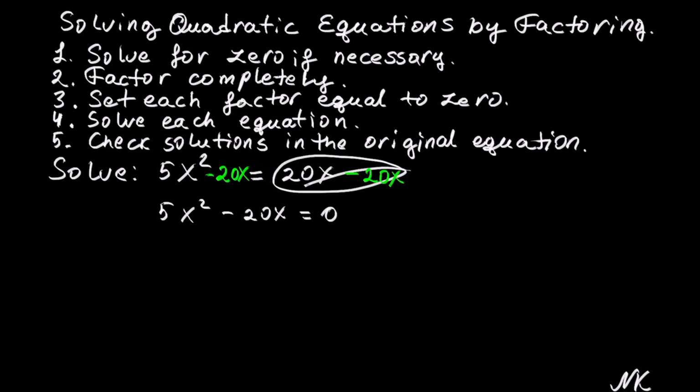Now we can factor out the greatest common factor, and we begin by putting the left side into parentheses. Each of the terms gets a denominator. We need the largest number that goes into 5 and 20 evenly at the same time, and 5 goes into 5 and 5 goes into 20. Whatever goes into the denominators goes on the outside, so 5.